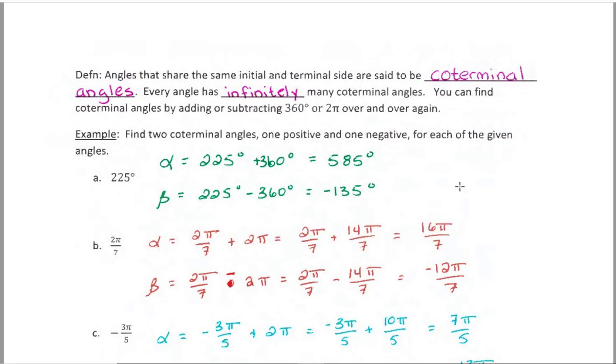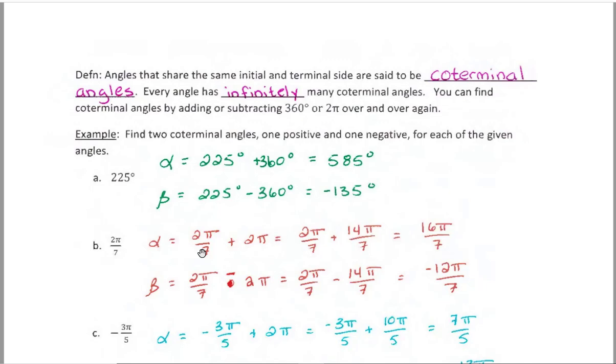Angles in degrees are pretty easy to work with, but again, as I've said, they don't have a whole lot of value to them. So we're going to do most of our math and most of our calculations in radians. So if our angle is 2 pi over 7, then I can find a coterminal angle by adding 2 pi. So I have a fraction.